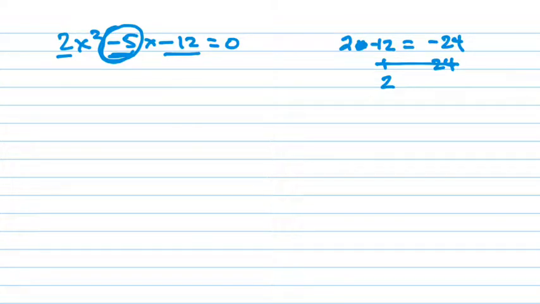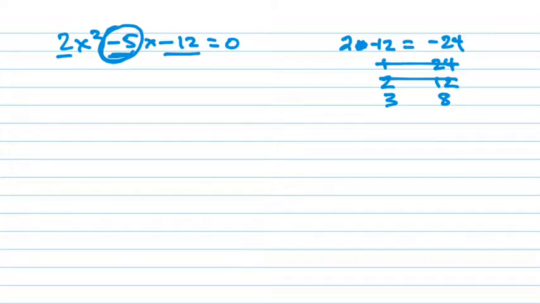2 goes into it 12 times. If you add them, you get 14. Is that what I want? If you subtract them, you get 10. Is that what I want? Nope. 3 goes into it 8 times. If I add them, I get 11. Is that what I want? If I subtract them, I get 5. Is that what I want? Yes. But I want that 5 to be negative.